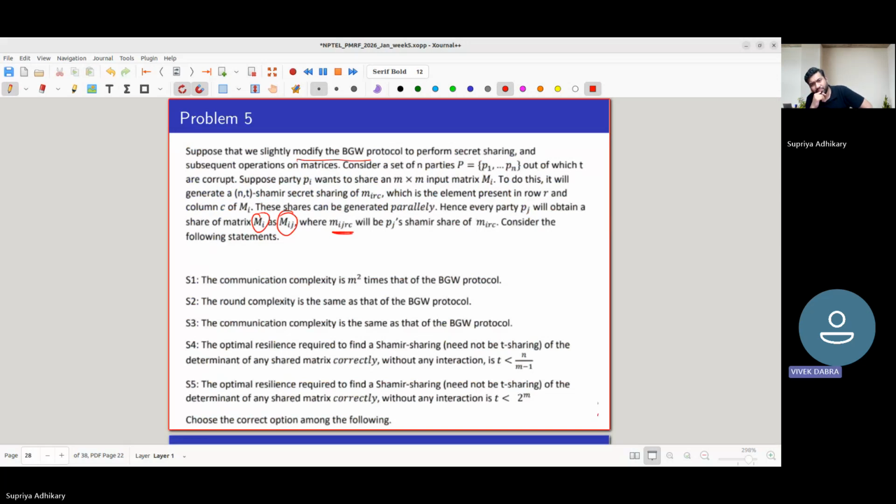And the answer is, I think, S2, S3, and S4. The answer is given as S2. The round complexity would be the same because the number of rounds does not change even if we modify that. If there are n many multiplications that we need to do, then for each multiplication there has to be one round of communication. So that would not be changing. The round complexity would be the same, but the communication complexity would be the same for the BGW protocol.